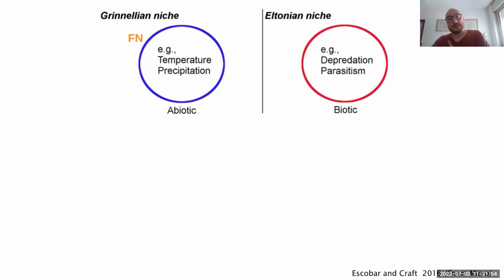Later, Elton introduced a different perspective on the niche concept, based essentially on the biotic conditions, thus on the interaction between species, such as depredation, parasitism, prey-predator interactions, and so on. So these two points of view on the niche were different but complementary. One was based only on the abiotic side, and the other one was mostly based on the biotic side.